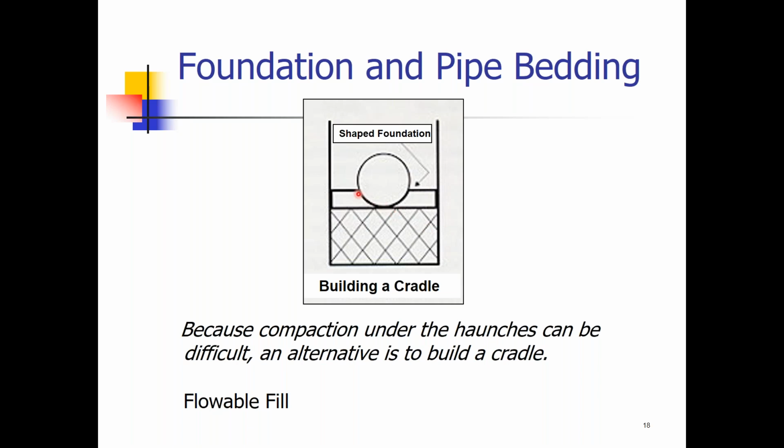To that end, you might just want to build a cradle to hold it, if nothing else. You see, we built up this area, but then you would carve out, you'd hew out this area so the pipe can fit in evenly, and that way it'll hold. Because as we've stated a couple of times in this presentation, it's hard to get good compaction underneath the haunches. It's very difficult to do, so use the cradle as an alternative.